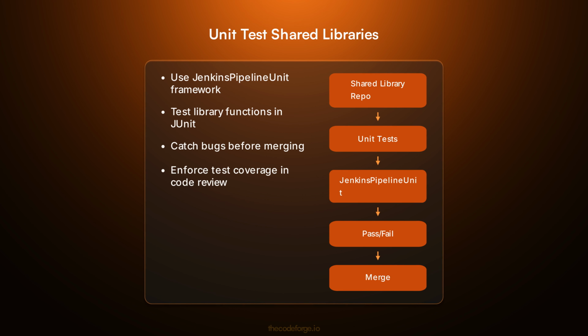Shared library functions are Groovy code that can have bugs. Write unit tests using Jenkins Pipeline Unit to test them in a JUnit environment without a running Jenkins. This catches errors early. We enforce that every shared library function must have at least one unit test.